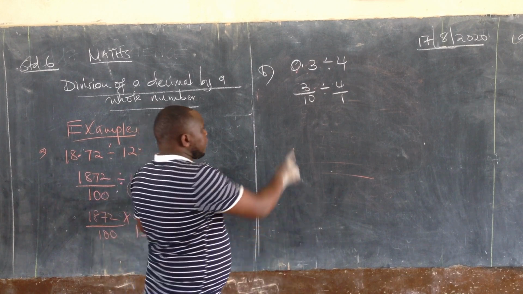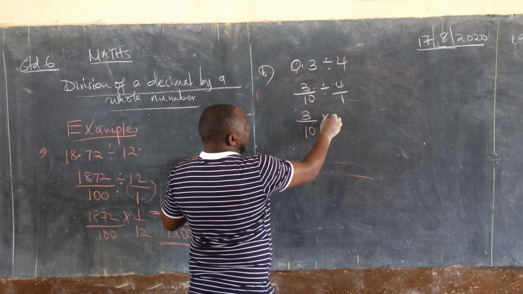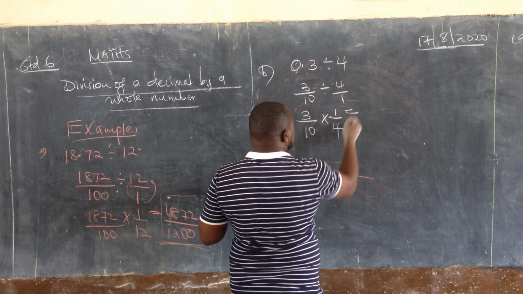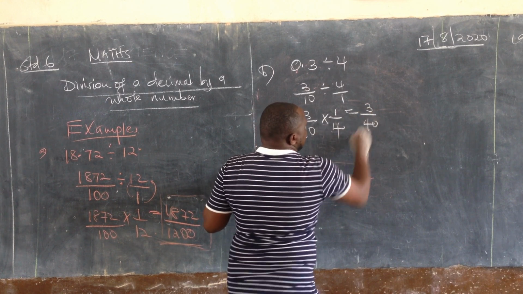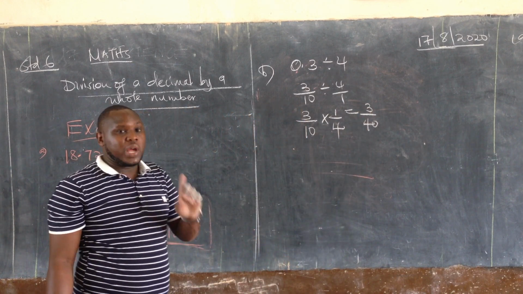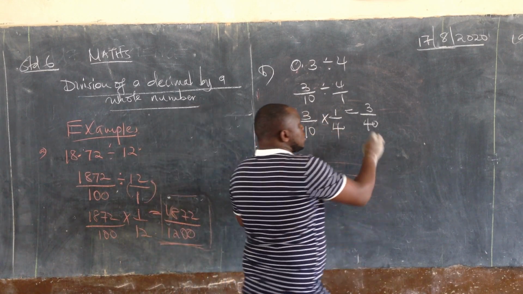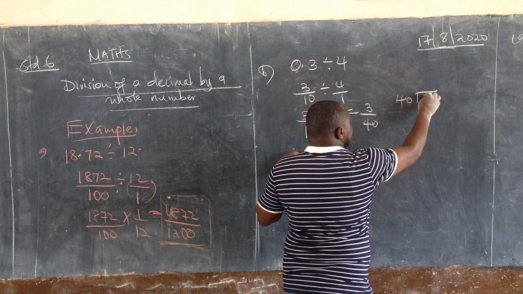So we move on. This is 3 over 10, so the first number should not be touched. So times the reciprocal of this, which is 1 over 4. In this case, you get 3 over 10 times 4, which is 40. From there, we divide, because we are not doing the answer as a fraction. We are supposed to leave it as a decimal. So always, the denominator is outside and the numerator inside.